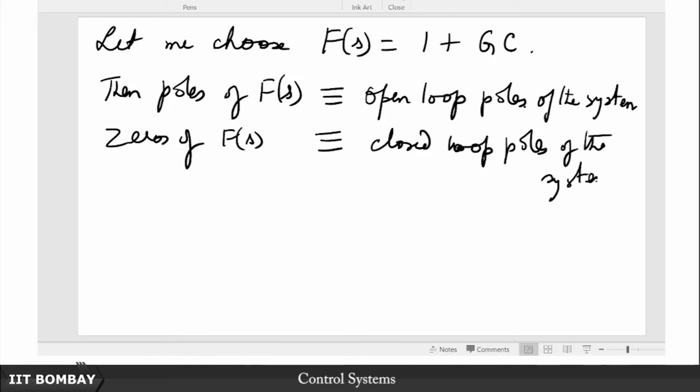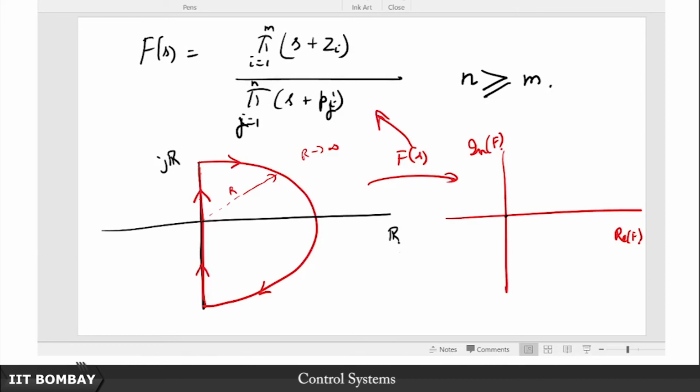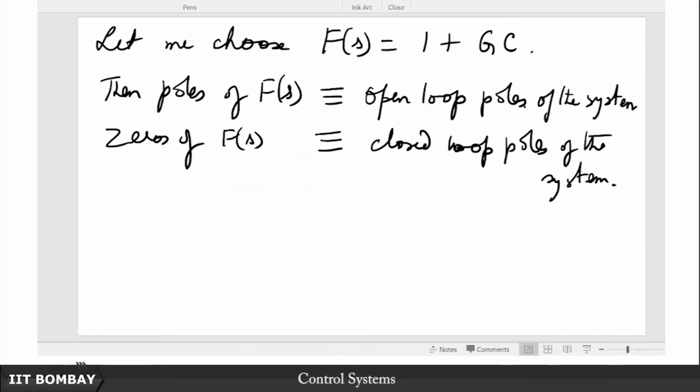And this is beautiful. Why is this beautiful? Because now, just by looking at the Nyquist contour, and mapping it on the F(s) plane, this D that I had just shown you here, and mapping it through F(s) on this F(s) plane, what do I need to do now? Look, what is known to me? This is known to me. This is known to me. So, apply the principle of argument.